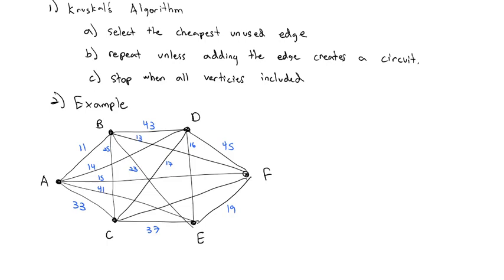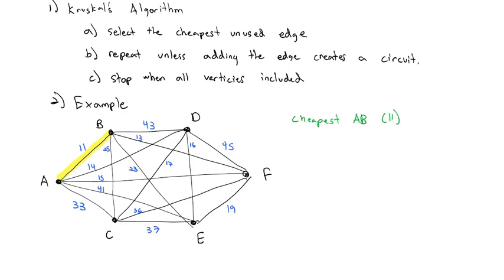The F to C isn't done. We're going to call that 36. And is that all of the lines? They all have a weight now? Yes, they all have a weight now. And so we're going to look at this weight, and the algorithm says we're going to find the cheapest unused edge. And the smallest number I see on there is the 11. So I'm going to say that the cheapest is that AB connection, which is worth 11.